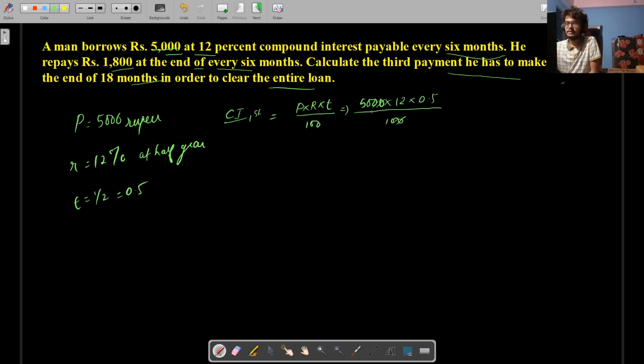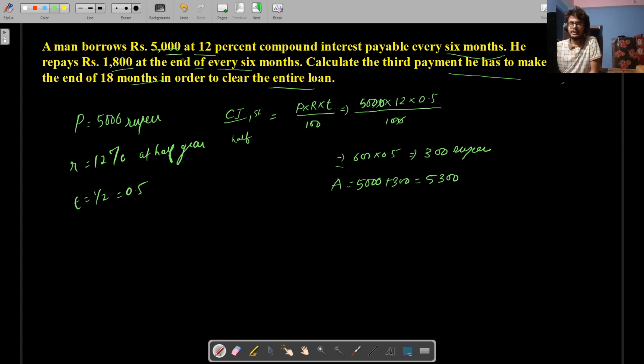So I cancel the zeros. 12 5s are 60, so 600 into 0.5. So half of 600 is 300 rupees. So at the end of the first half year, his interest increases by 300 rupees. So the total amount is 5,000 plus 300, which is equal to 5,300 rupees, right?